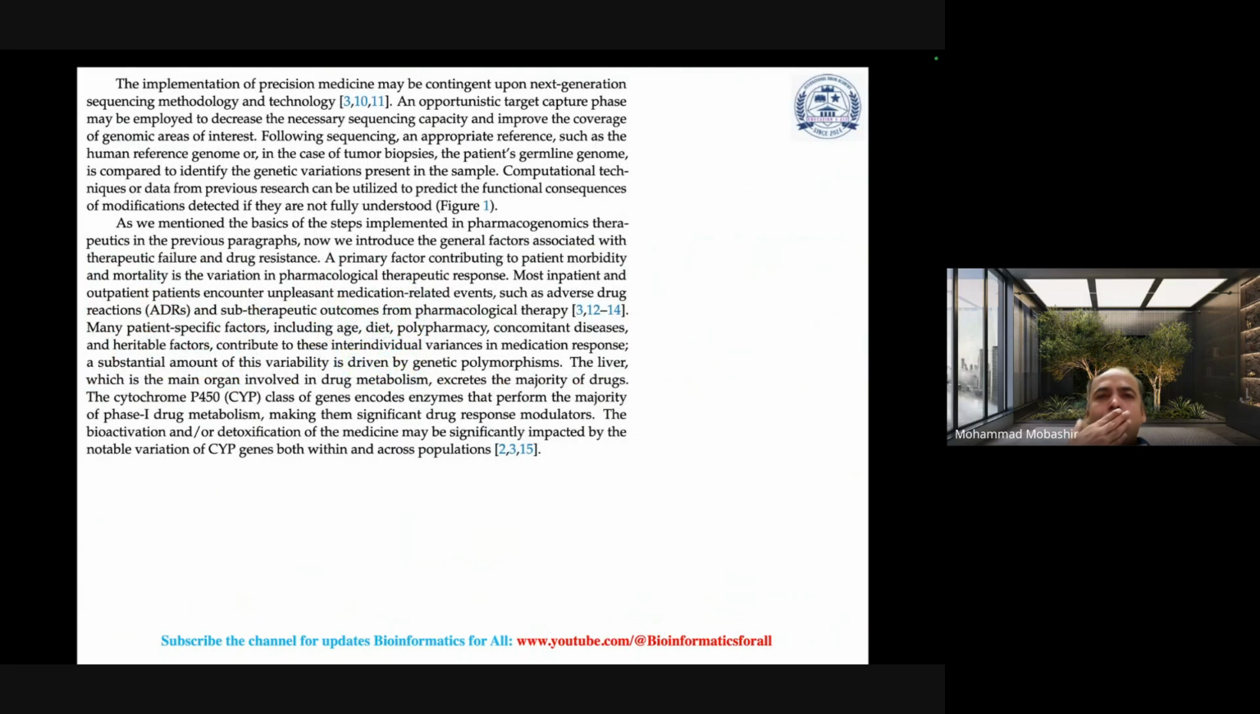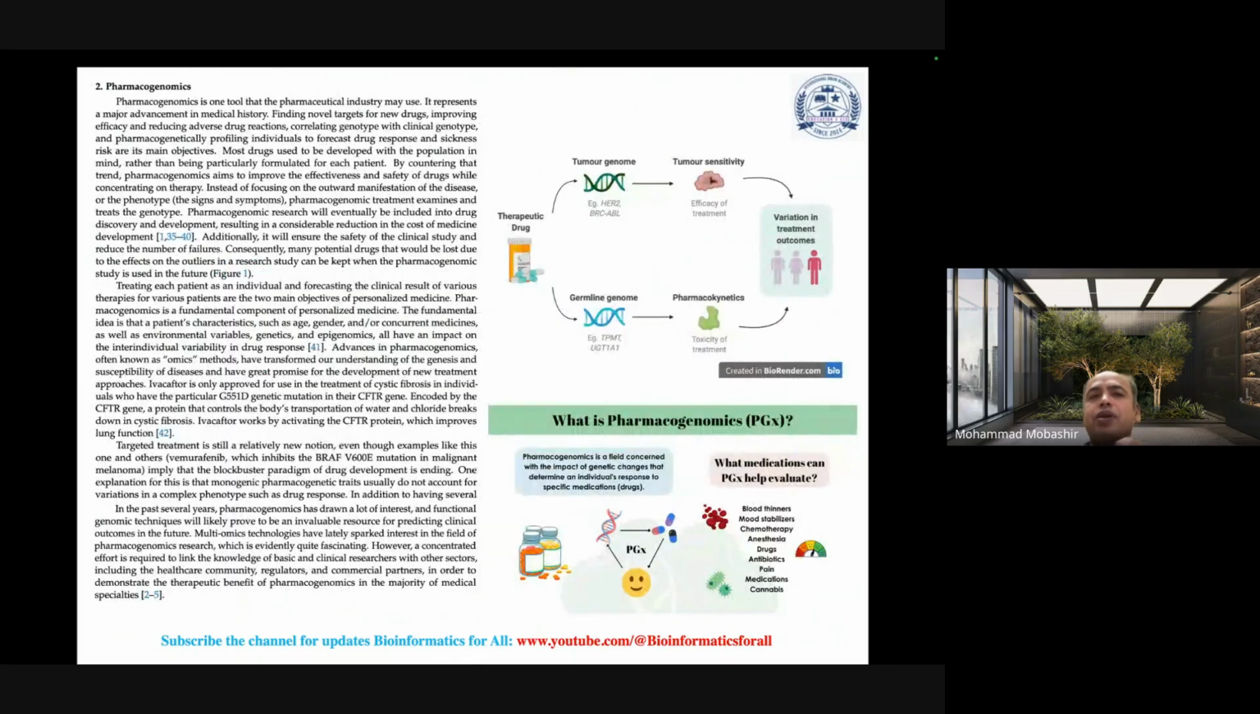So you need to understand the implementation of precision medicine by including next-generation sequencing methodology and technologies, and of course, the computational software or tools developed for this purpose. The computational techniques or data from previous research can also be utilized to train and predict the functional consequences for the selected disease, if it is not fully understood. So, what is the main purpose here?